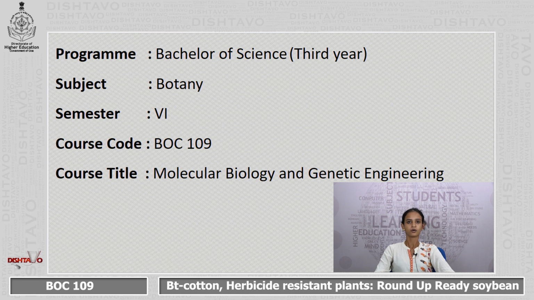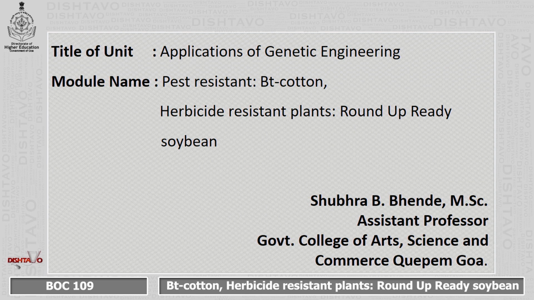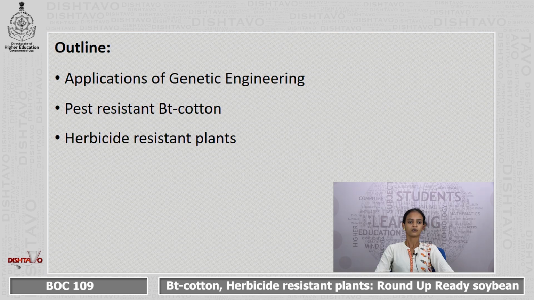Course title: Molecular Biology and Genetic Engineering. Title of the unit: Application of Genetic Engineering. Module name: Pest Resistant Bt Cotton, Herbicide Resistant Plant, Roundup Ready Soybean. Outline of the module: Application of Genetic Engineering, Pest Resistant Bt Cotton and herbicide resistant plants.